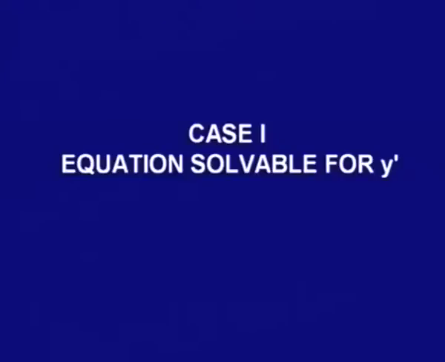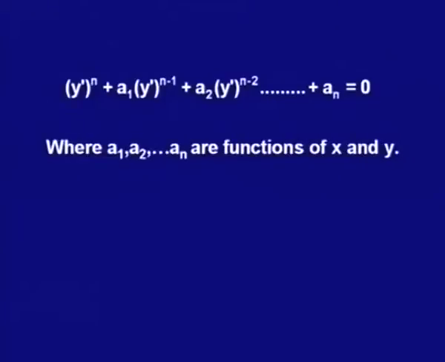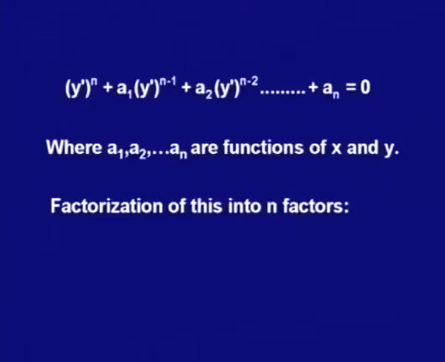So, let us discuss the first case, equations solvable for y dash. Again, the general form of the equation is y dash to the power n plus a1 y dash to the power n minus 1 plus a2 y dash to the power n minus 2 and so on plus an is equal to 0, where these a1, a2, an can contain both x and y. Since this is an nth degree equation, we can factorize it into n factors. How could we factorize it?